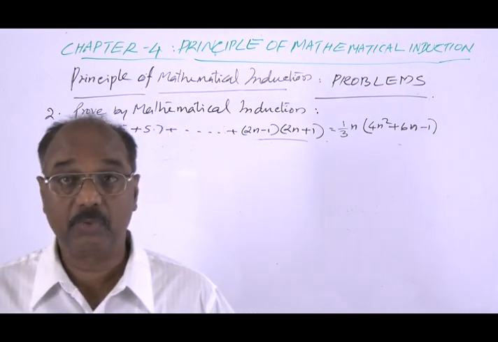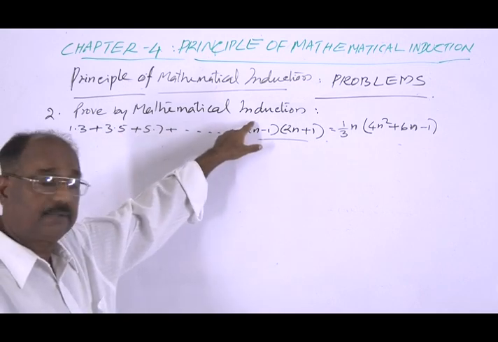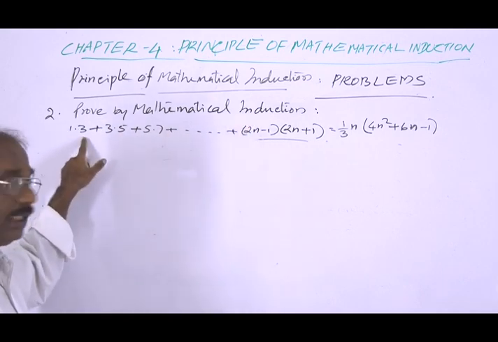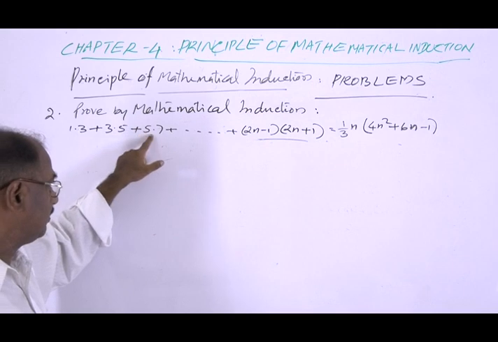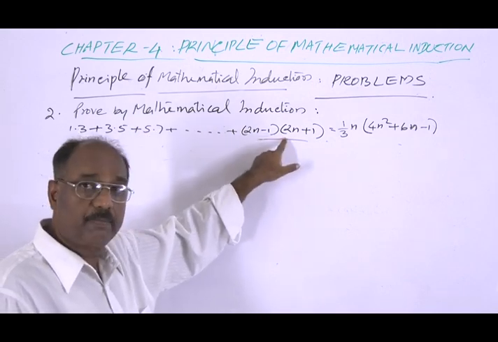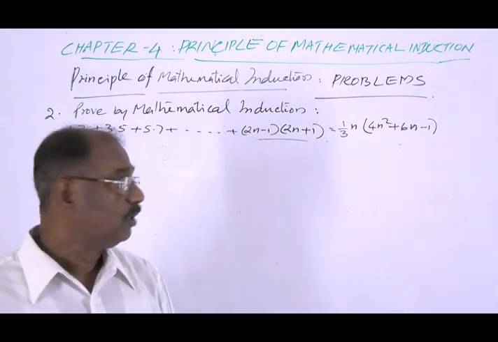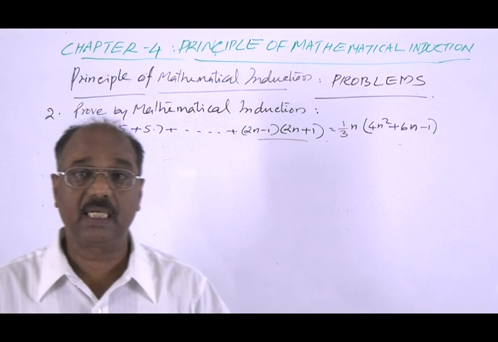Now another problem. Prove by mathematical induction 1 into 3 plus 3 into 5 plus 5 into 7 plus etc. plus (2n minus 1) into (2n plus 1) equal to 1 by 3 n into (4n squared plus 6n minus 1).